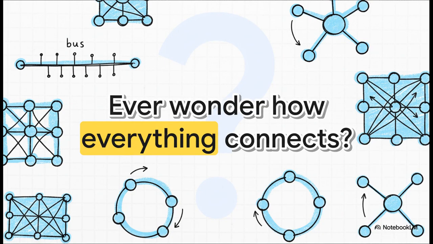I mean, it really does seem like magic, doesn't it? How does your data get from point A to point B? Well, it turns out it's not magic at all. There's a specific map, a hidden architecture that makes it all possible.